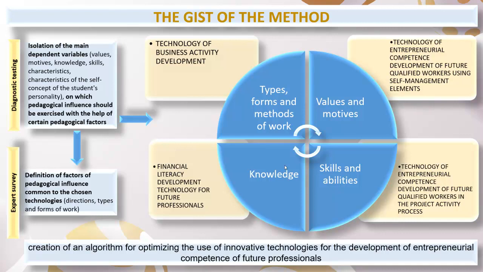So based on this, we meant to isolate the main dependent variables: values, motives, knowledge, skills, characteristics of self-concept of the student's personality, and all of these should be exerted pedagogical influence with the help of certain pedagogical factors. And we meant to define the factors of pedagogical influence common to the chosen technologies, directions, types, and forms of work.